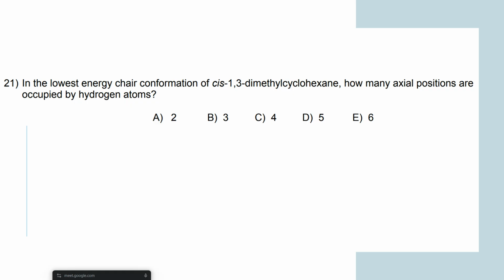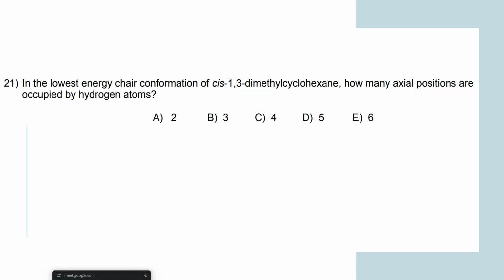Okay, so in the next question: in the lowest energy chair conformation of cis-1,3-dimethylcyclohexane, how many axial positions are occupied by hydrogen atoms? For that we are given 5 options. Let us try to draw the most stable conformation of cis-1,3-dimethylcyclohexane.